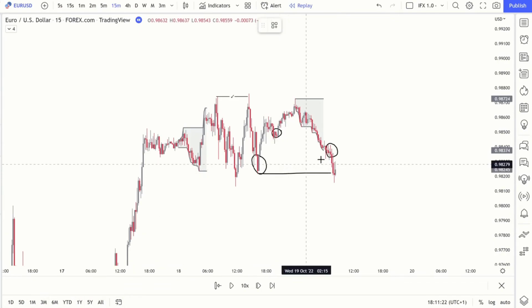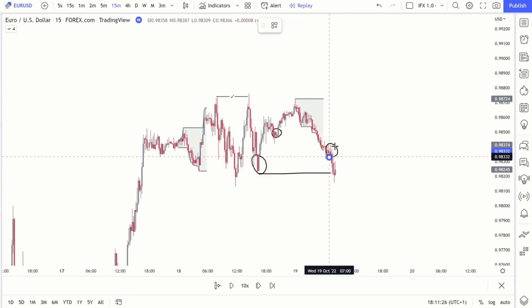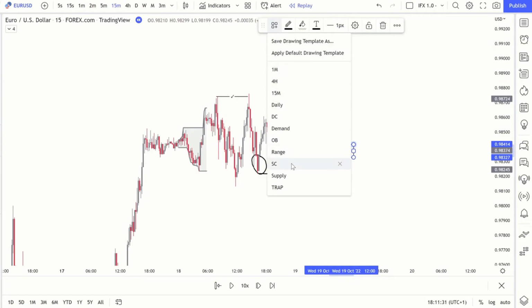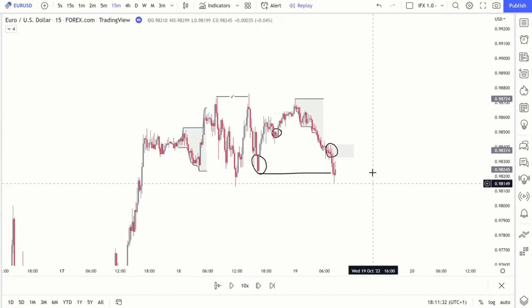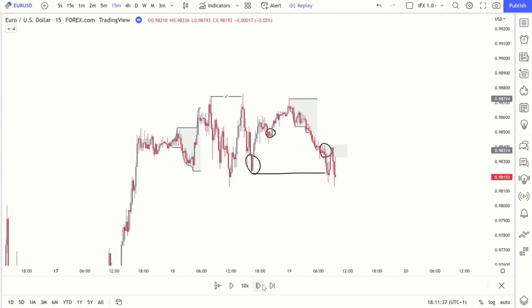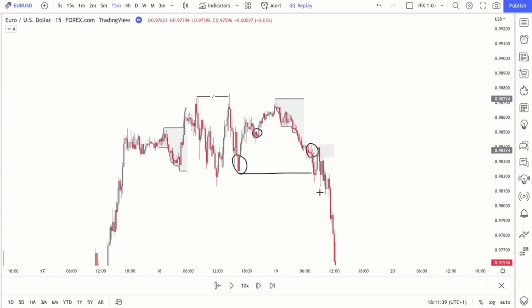Like I say, I'm not going to focus too much on entries or POI selection. I just wanted to speak about ERL and the importance of, if you missed the first setup, fine, look to play the continuation, as long as it meets the rules and plan of your trading plan. On the lower time frames, you can literally get in here. You can look to continue stacking your orders, or look to get in lower down here. There's nothing wrong with that, okay?